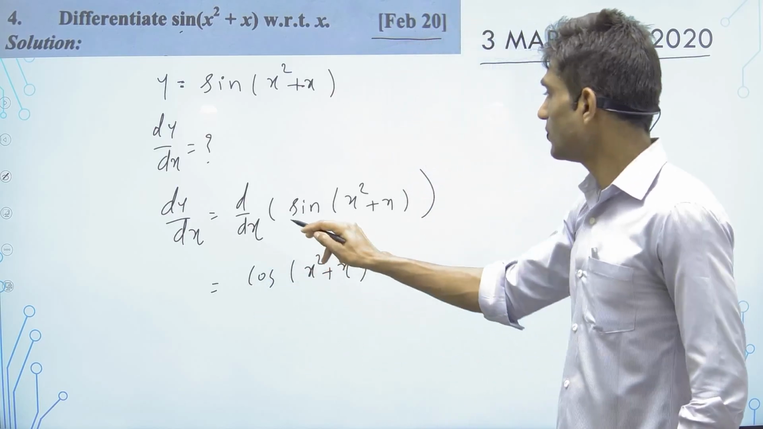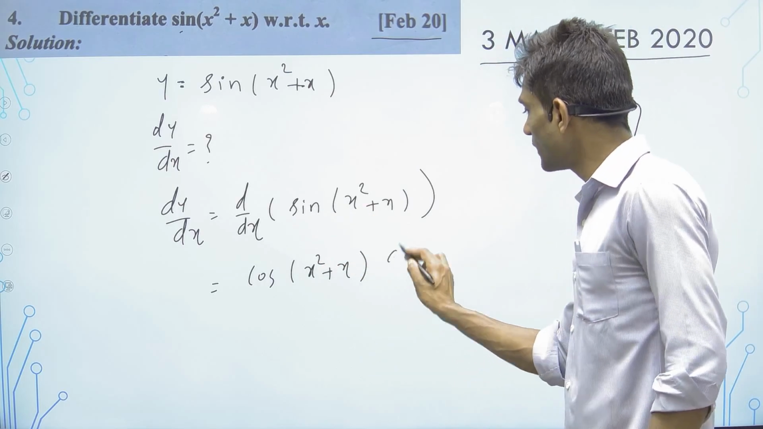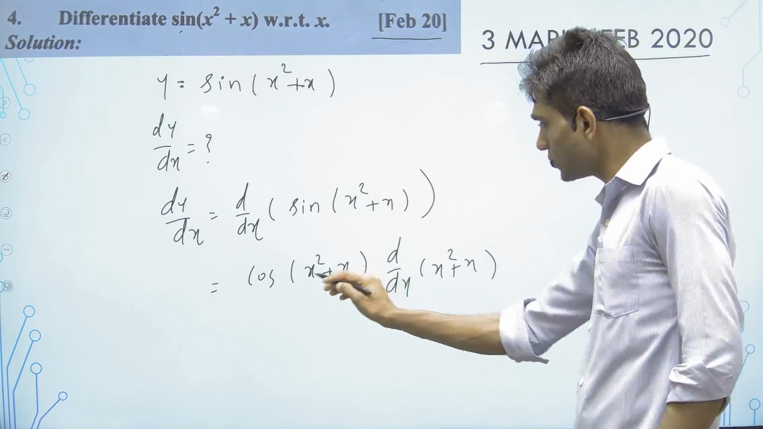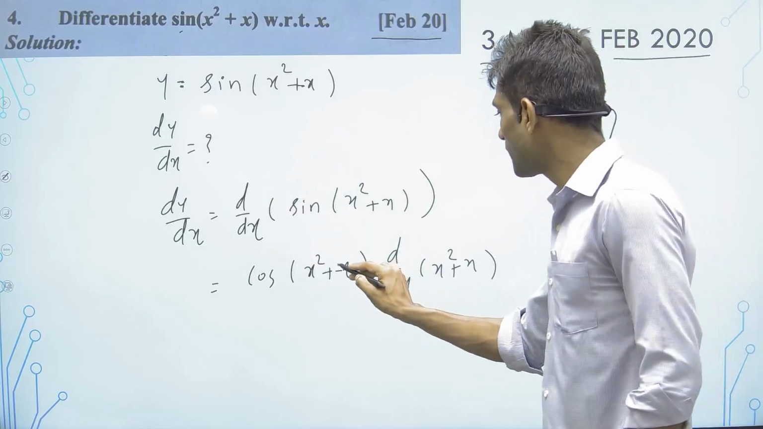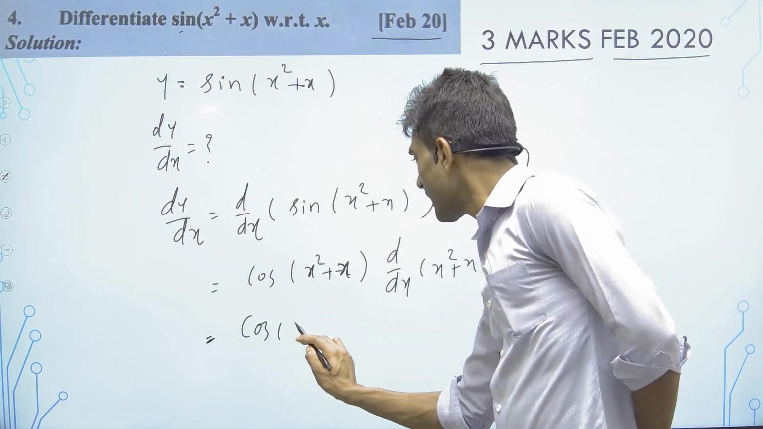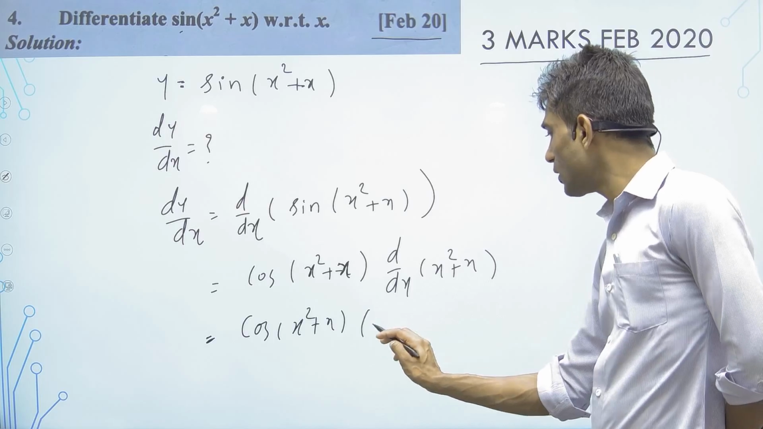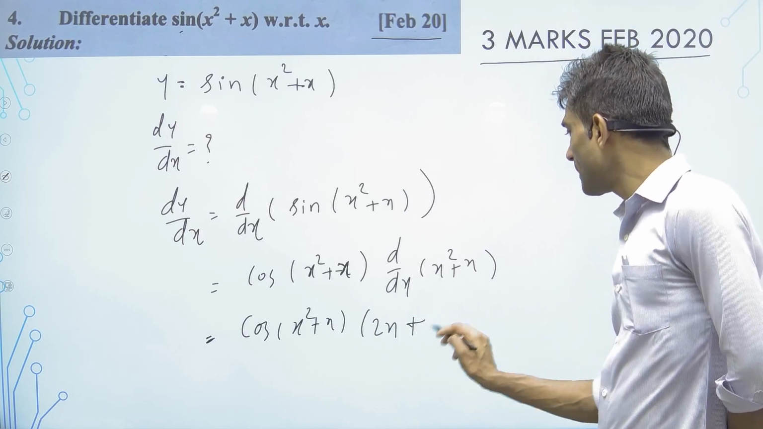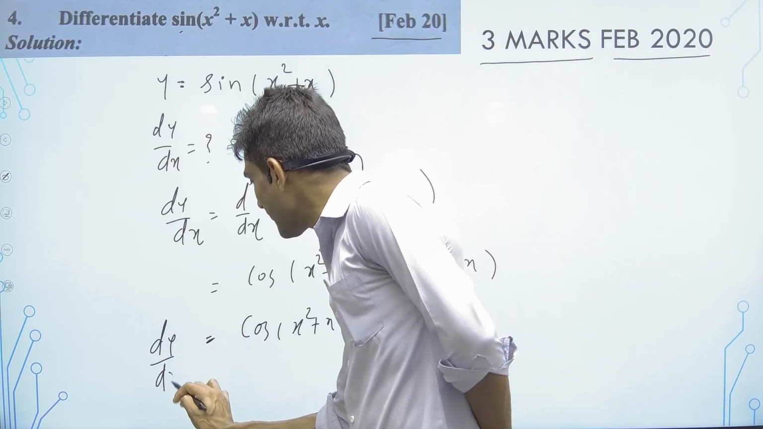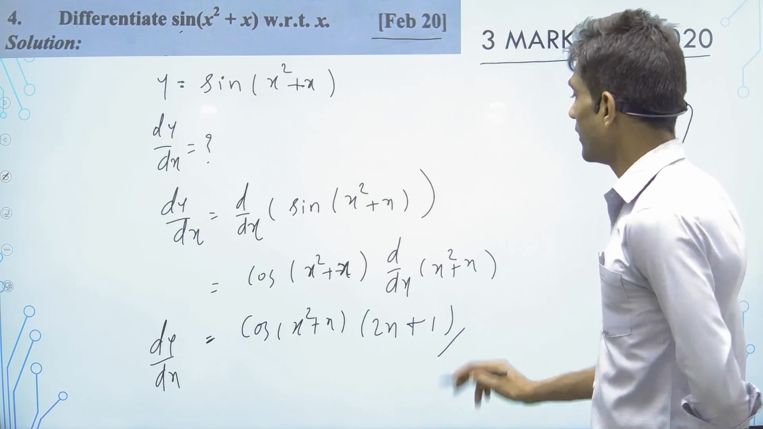Now this function is a composite type of differentiation, so after that d by dx of x square plus x. Okay, so that means function under function, so differentiate that function later on also. So cos of x square plus x remains as it is. Now differentiation of x square is 2x into dx by dx, which is 1, plus dx by dx, which is 1. Okay, so our required answer, dy by dx, is equal to cos of x square plus x into 2x plus 1. Okay, this is our required final answer.